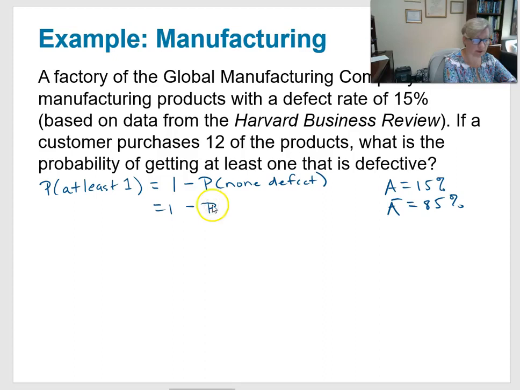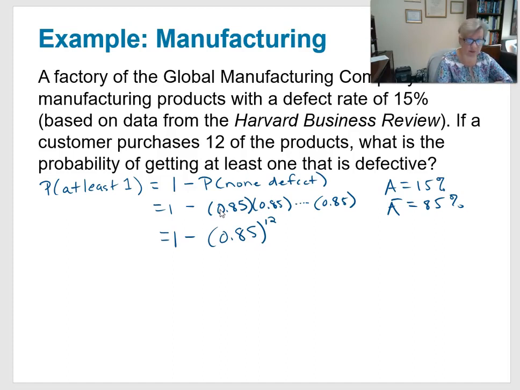Now, for this probability, we will need to find 12 of them in a row that are not defective. So we're going to use the 0.85 for the first one, and then the second one, and then the third one, and keep going for 12 of them. An easier way, rather than writing it out 12 times, would be to write 0.85 raised to the 12th power. That would be easier to put in your calculator than to multiply 12 times. When you put 0.85 to the 12th power in your calculator, you get 0.142. So 1 minus that 0.142 is going to be 0.858.